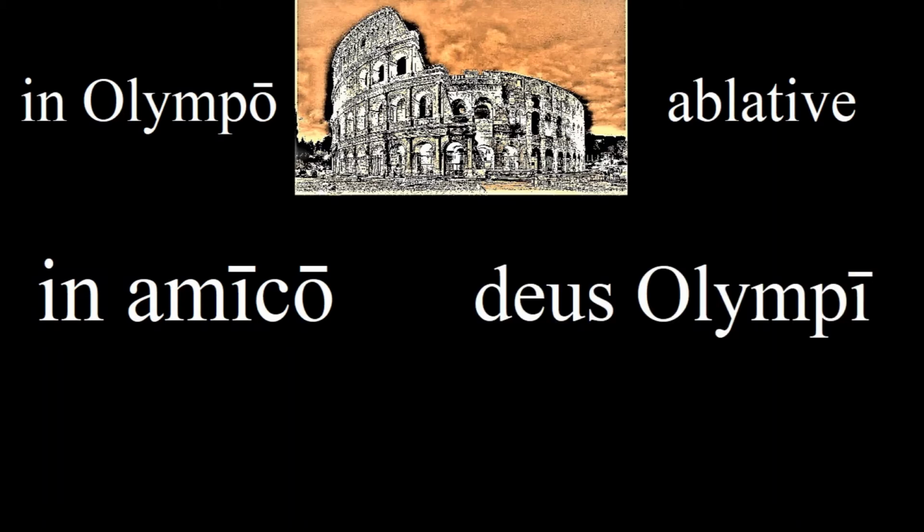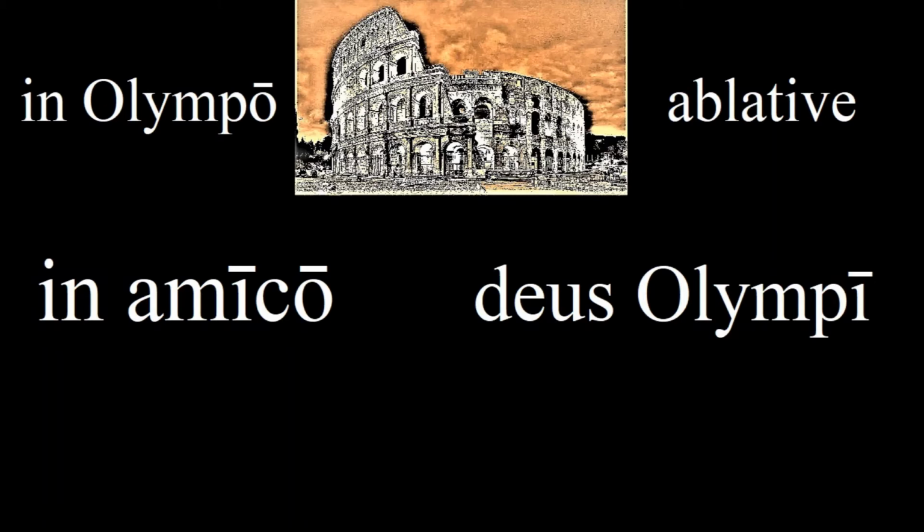Olympus is a regular male noun, just like amicus. So how would we say in the friend? In amico. And try to say God of Olympus. Deus Olympii.